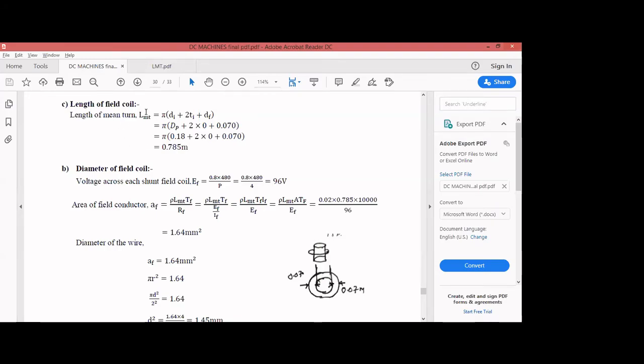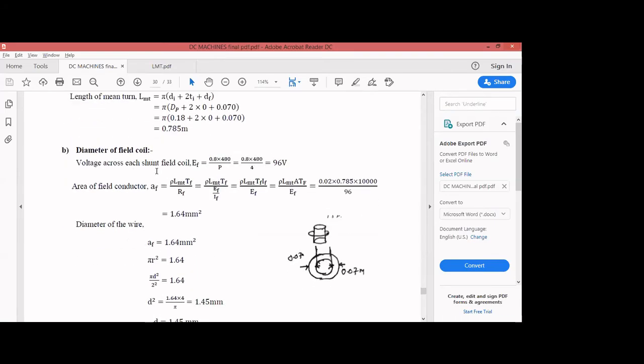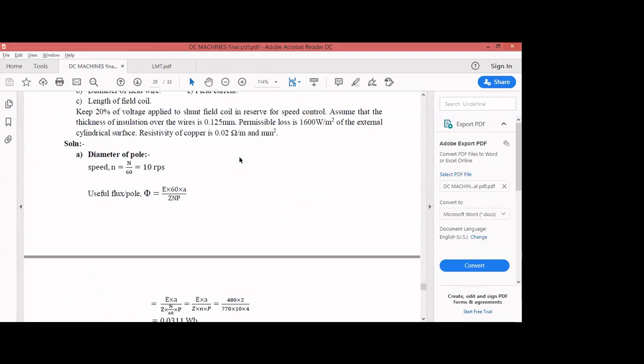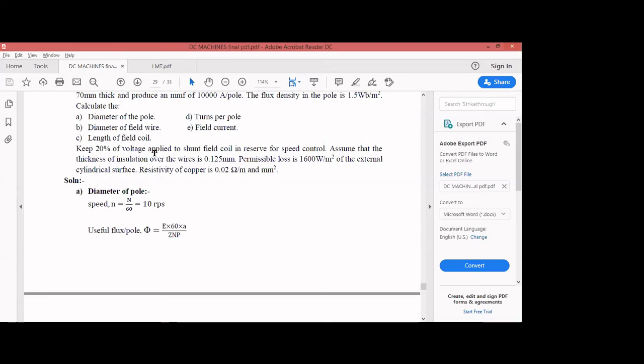So what is the LMT now? LMT is equal to 0.785 meter. That is the answer for the second part. Next, calculate the diameter of the field coil. If you see the problem, there's a 20% voltage drop, because 20% voltage is kept reserved for speed control. Means indirectly they are telling there's a 20% voltage drop.